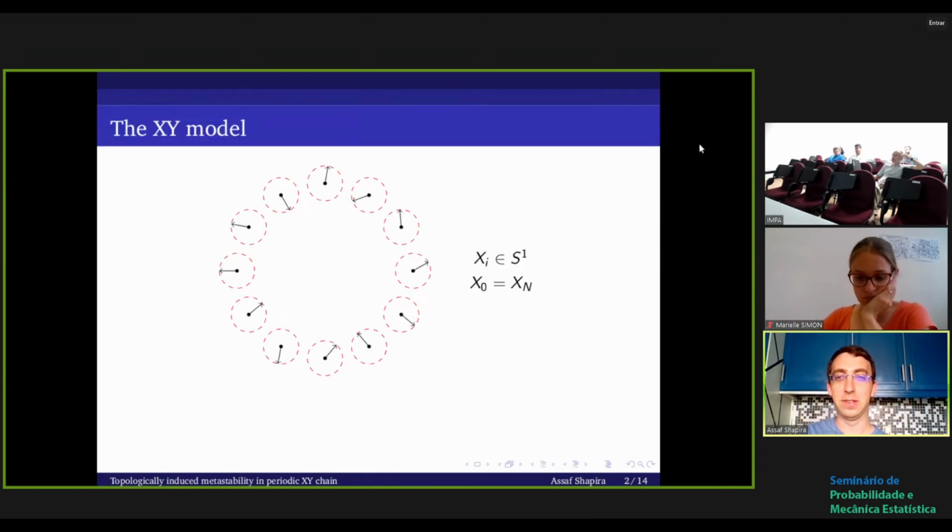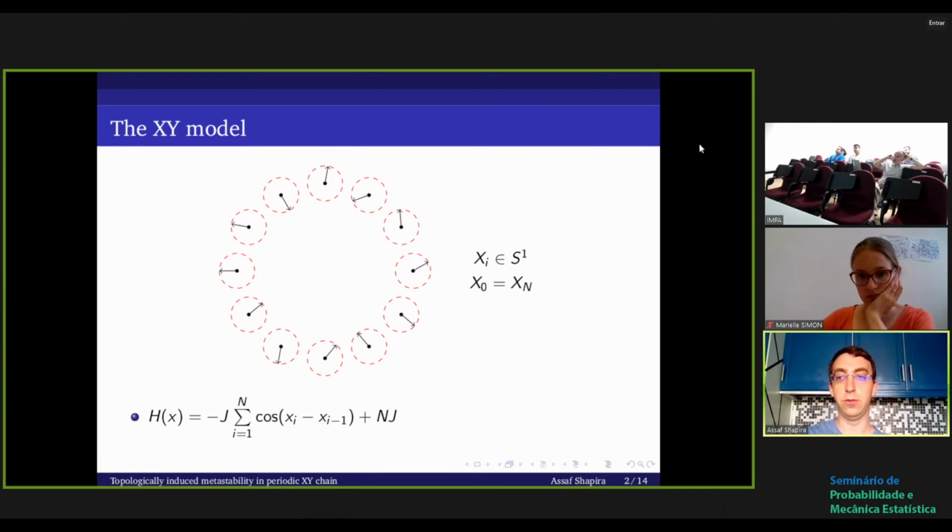Okay, so what is the XY model in our case on a periodic chain? We have n spins, x0 to xn-1 or x1 to xn, and we put them on a circle. So you see that x0 equals xn, and each of these spins points in a direction on the circle, so it belongs to S1. And this is how a configuration of our system looks. Each configuration has an energy, which is given by this Hamiltonian.